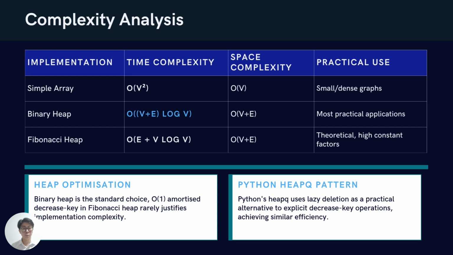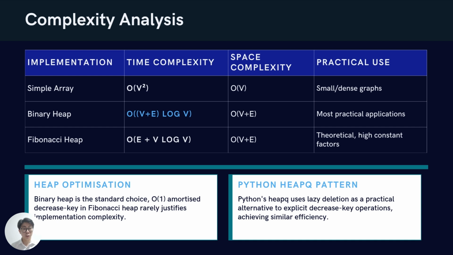The theoretical optimum is the Fibonacci heap, which achieves O of E plus V log V by supporting amortized O of 1 decrease key operations. However, as both Claude and GPT pointed out in our evaluation, the high constant factors and implementation complexity mean it's rarely used outside of academic settings.